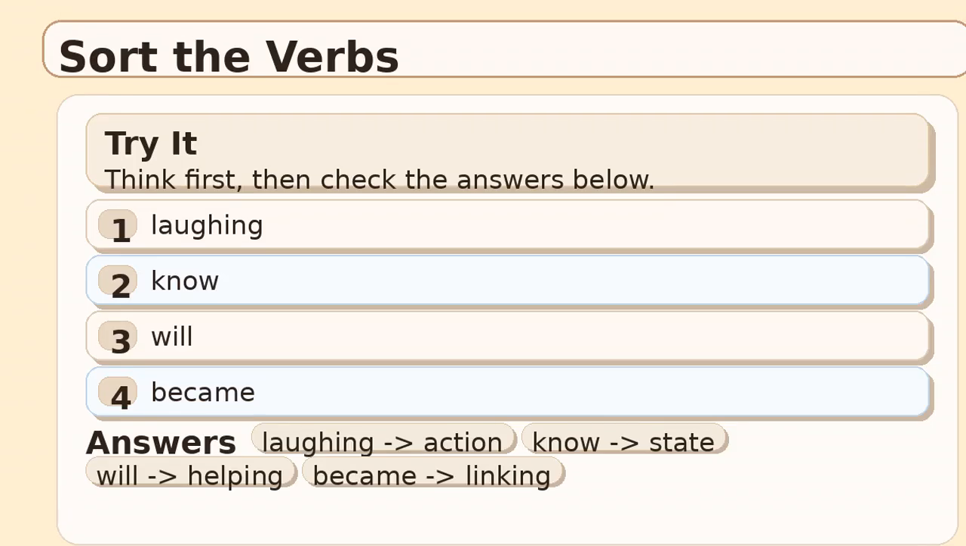Let us do this sorting task with reasoning. Laughing belongs to the action group because it shows something being done. Know belongs to the state group because it shows a mental condition. Will belongs to the helping group because it helps another verb form future meaning. Became belongs to the linking group because it can connect the subject with a new state or quality. This kind of sorting makes verb categories much easier to remember.